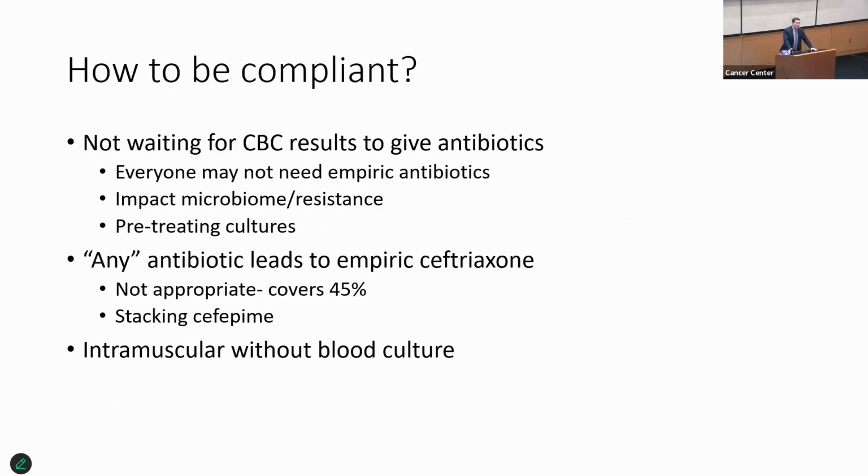So how to be compliant? People found pretty quickly that addressing things like quick assessment is pretty easy to do. But what they found is if you really want to get 95% compliance, you end up not waiting on CBC results to give antibiotics. But the reason why I don't think this is a great option is that I'm going to make a pretty compelling argument that everyone may not need empiric antibiotics. And so you're giving a lot of unnecessary antibiotics if you do that. Every time you give antibiotics, you're impacting the microbiome. You're also selecting for resistant organisms, which, particularly if you look in some countries, have become a major problem and are at risk to become a problem here. You can also, if you give it before a blood culture is drawn, pre-treat your culture and actually not get to the answer.